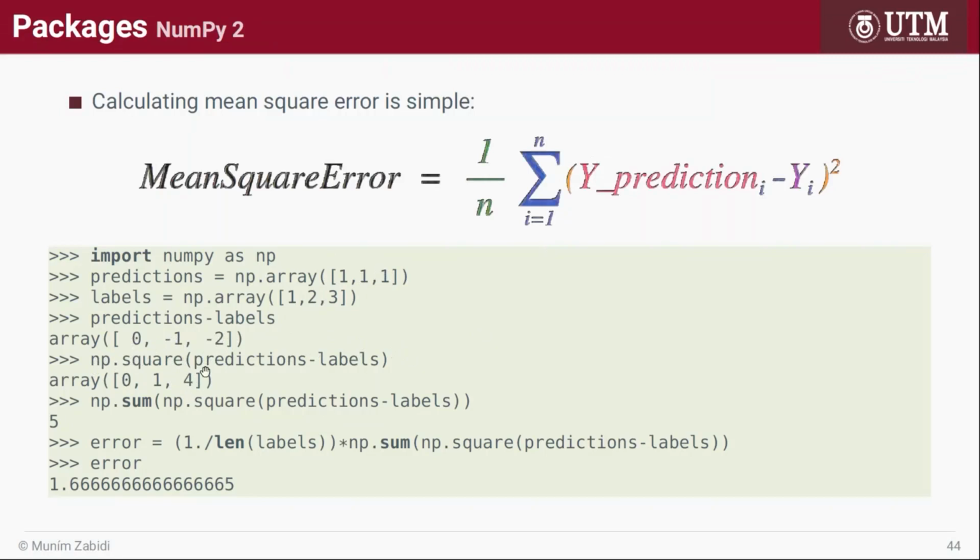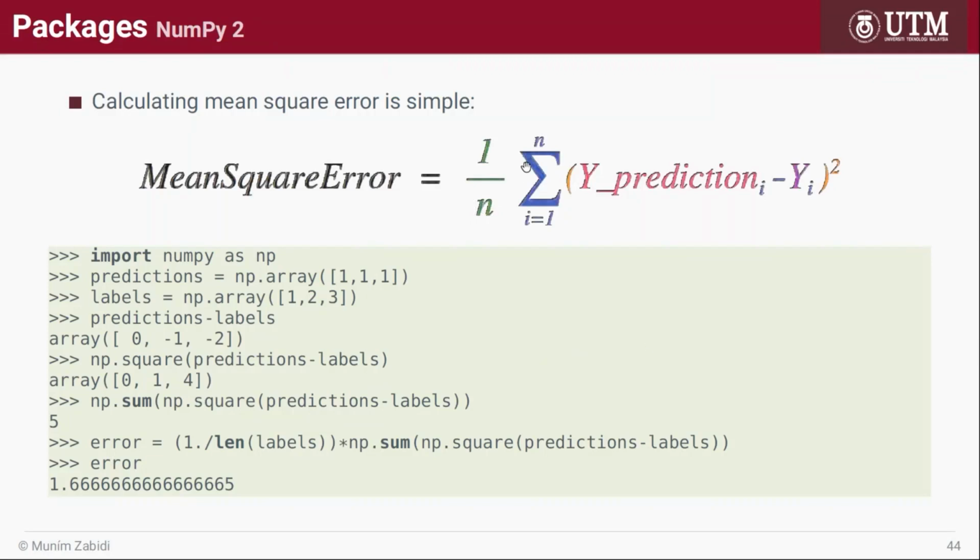Now to sum all the values inside there, we want to add 0 plus 1 plus 4. We just say np.sum. And then the mean square error is the average of the square of the error. The error value is 0 plus 1 plus 4, which is 5. That's the total, the sum of the errors. But the mean means the average, divided by the number of items in the list. So we just divide that by 3.